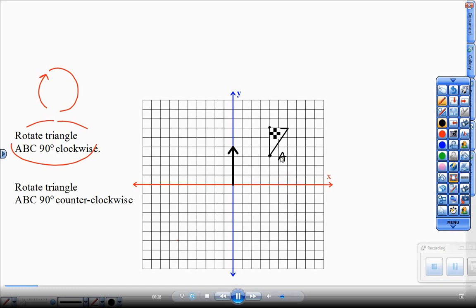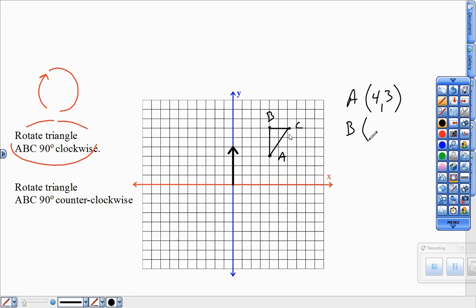I'm going to have you label A, which is going to be 4, 3. B is going to be 4, 6, and C is going to be 6, 6. So label that. A is 4, 3, B is 4, 6, and C is 6, 6. The first word is whale.